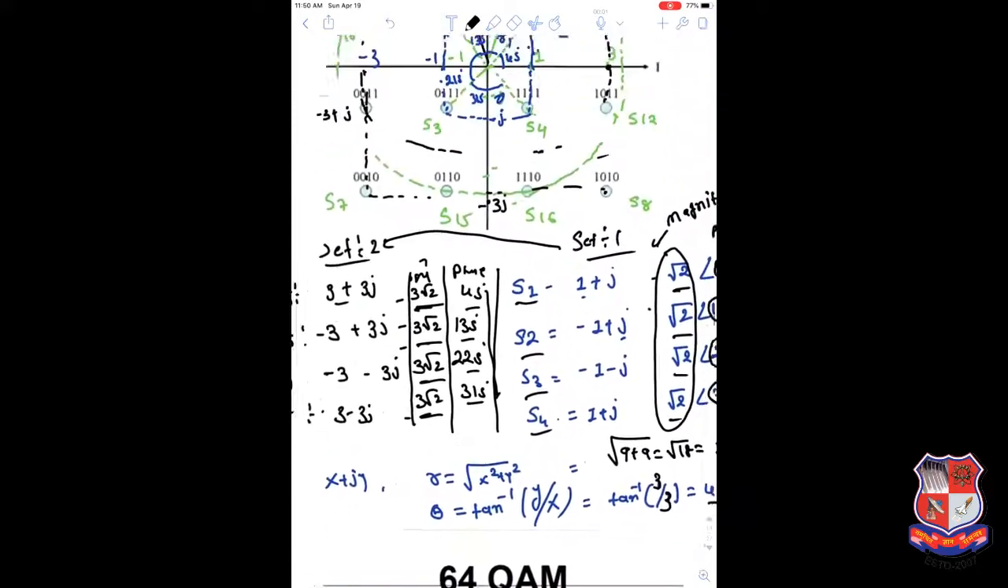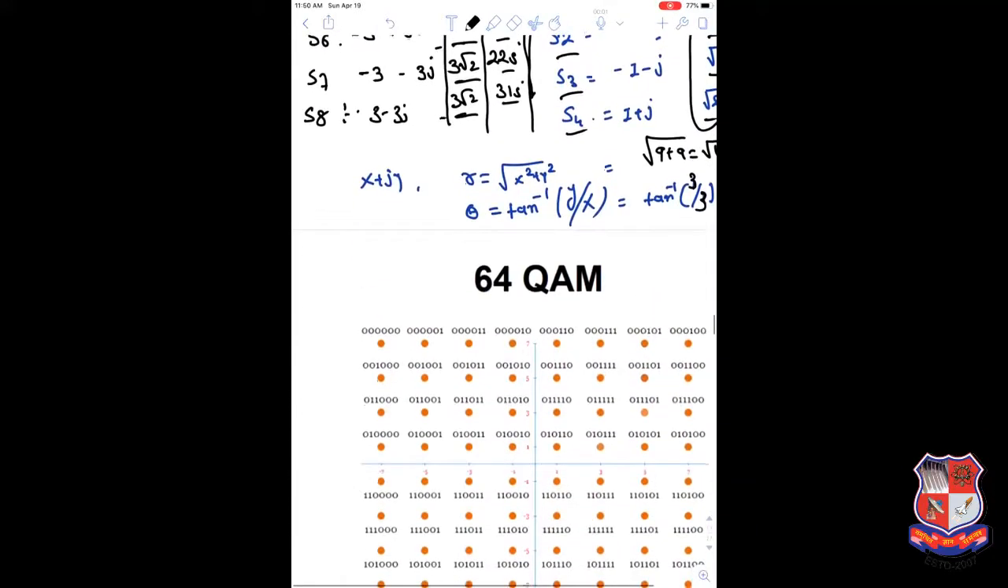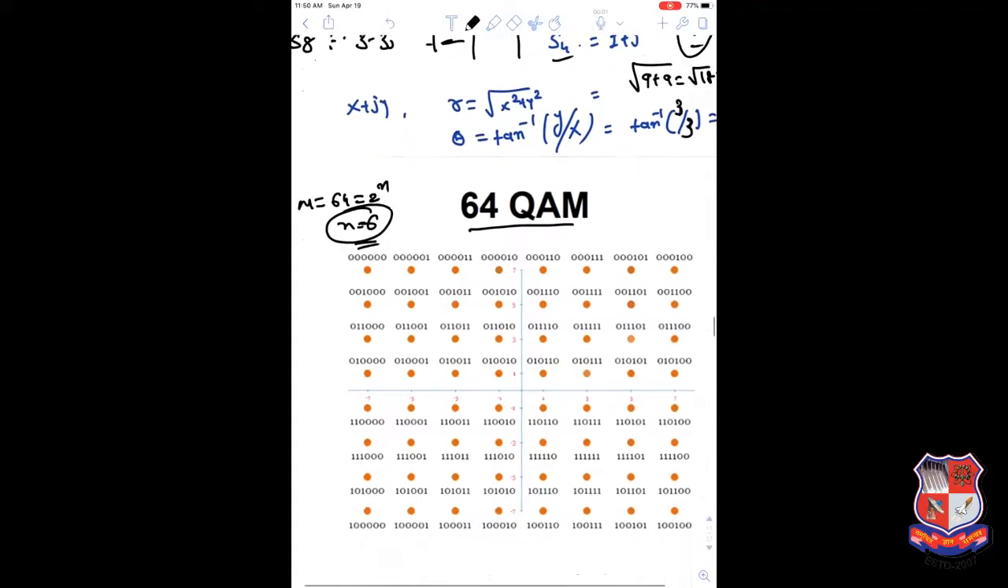So this is the one part you need to learn, and if you go beyond that, then we may have 64 QAM. In 64 QAM, M is equal to 64, which is 2 raised to n, so n requires 6 bits to represent one symbol, and the total number of symbols is 64. So they have 6-bit combinations, and we can see these all have the same magnitude but different phase.